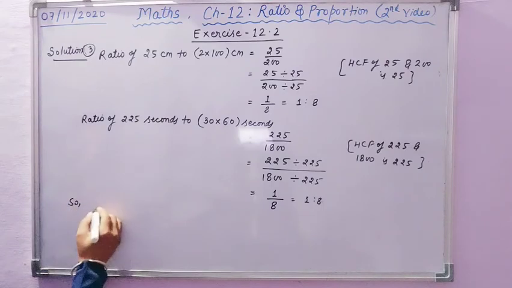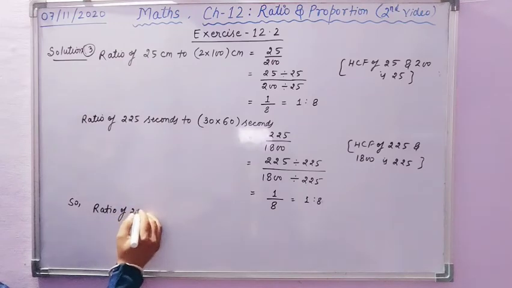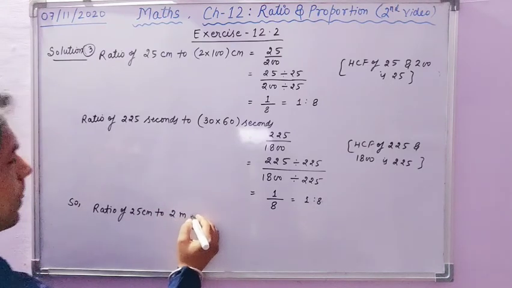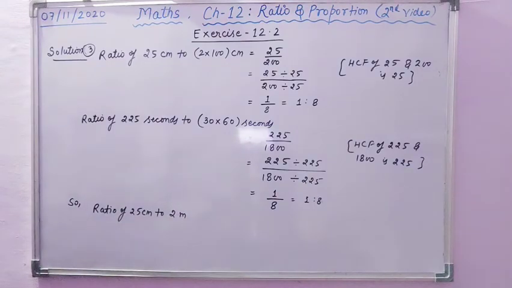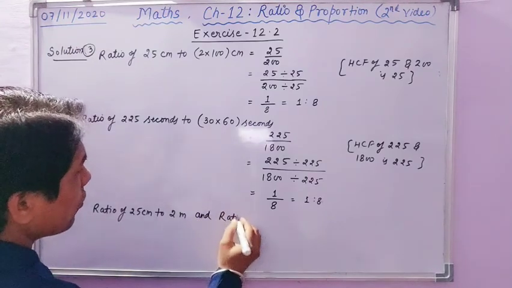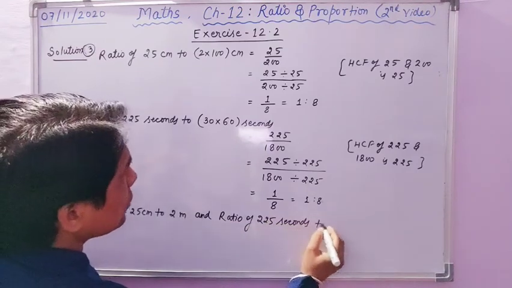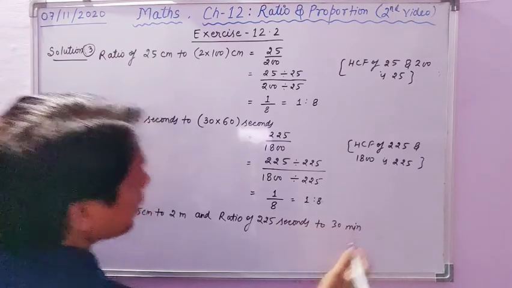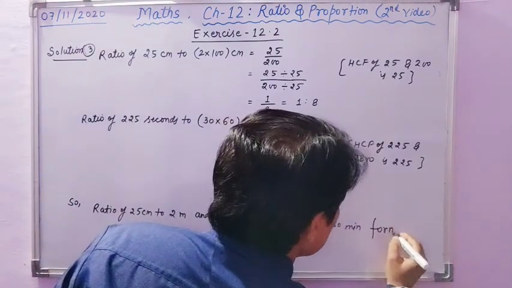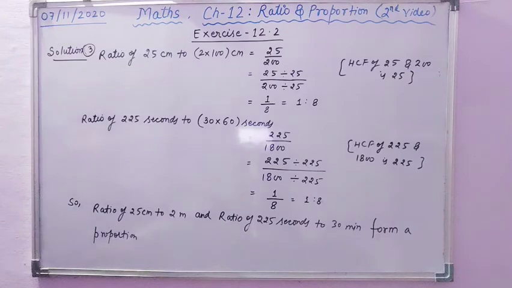So the ratio of 25 centimeter to 2 meter and the ratio of 25 seconds to 30 minutes form a proportion. That's it.